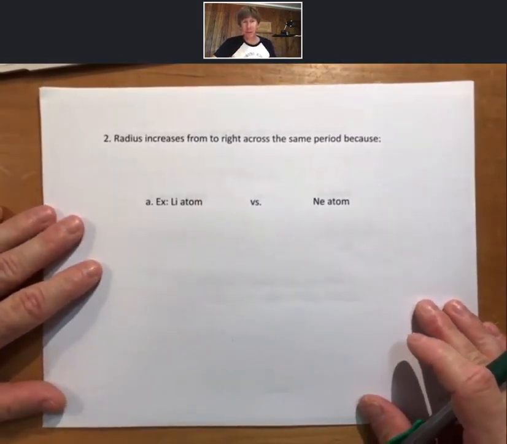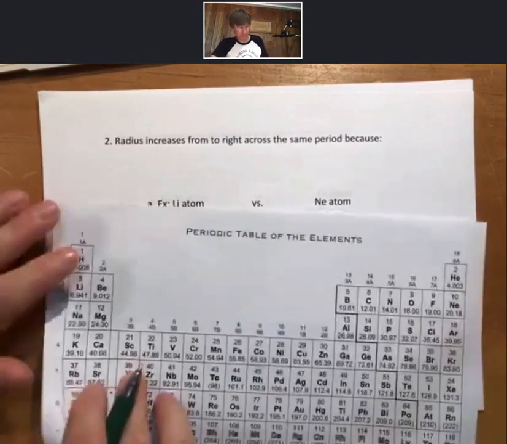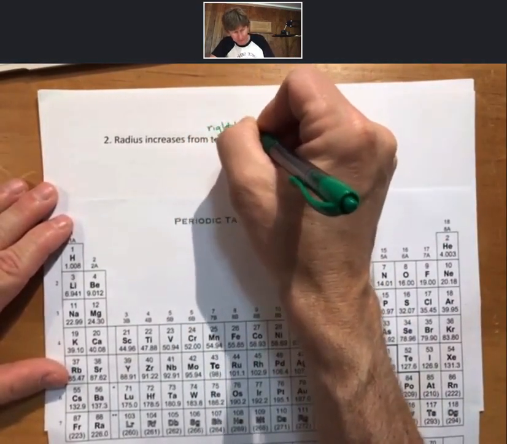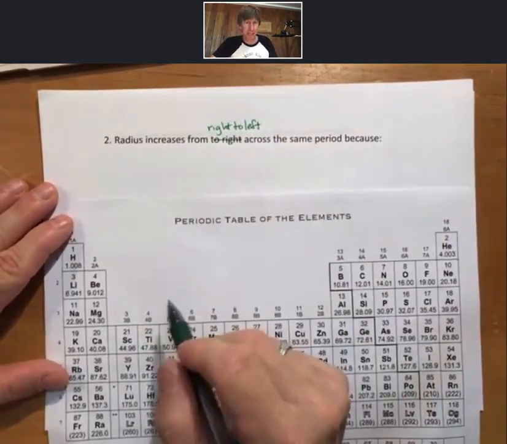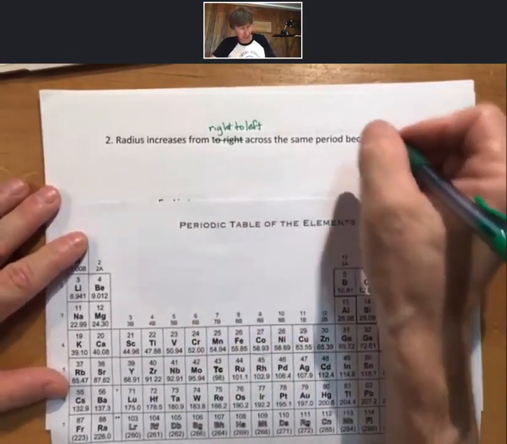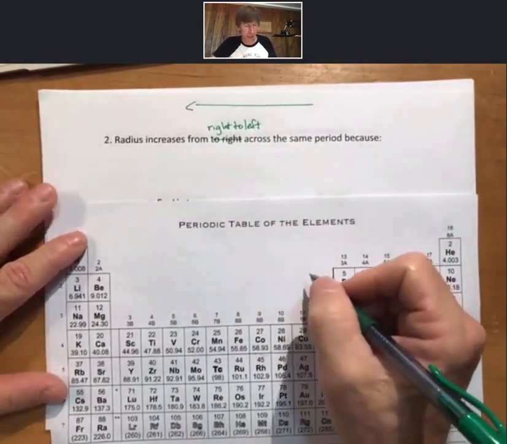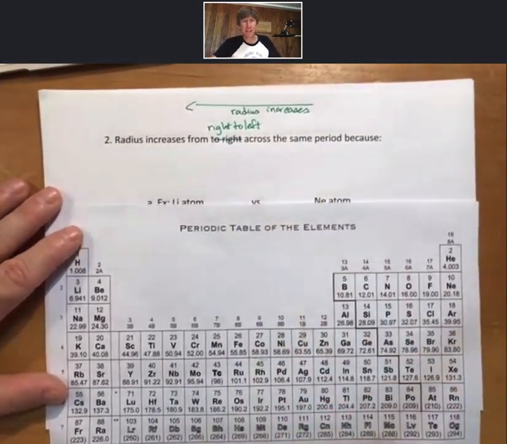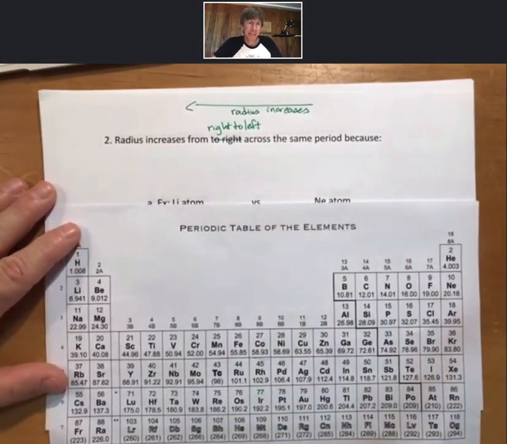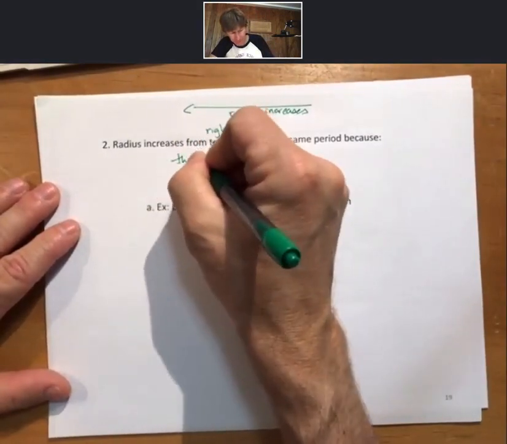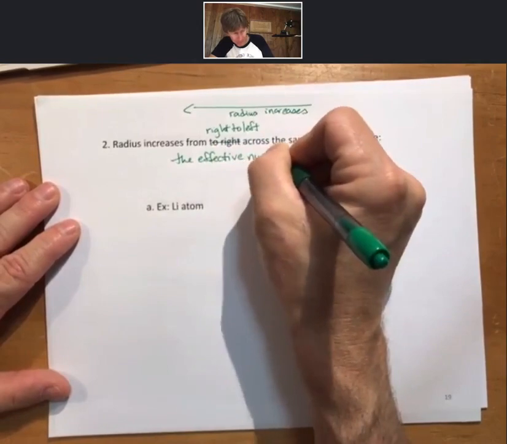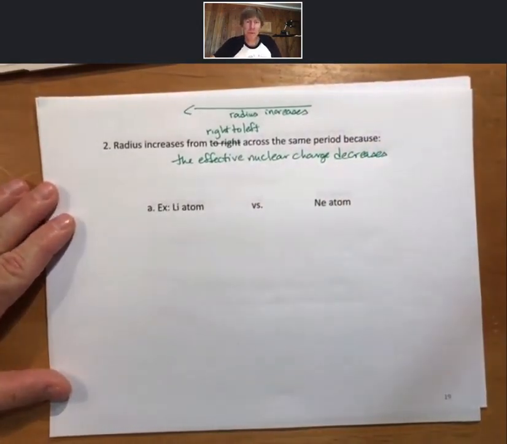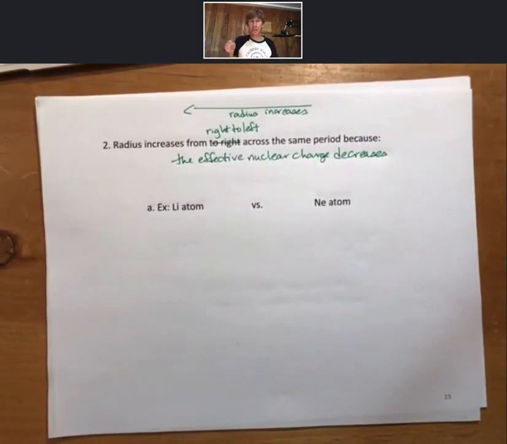Radius increases from right to left across the same period. I apologize for that typo. Increases from right to left. That means as you go this way to the left, radius increases. Because the effective nuclear charge decreases, which means there is less nuclear charge pulling the electrons towards the nucleus.